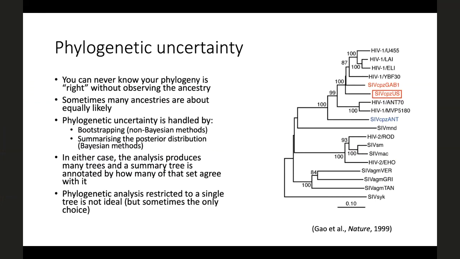And so in either case, you get many trees, and often papers will present a summary tree, like the one on the right, which is a tree of HIV and SIV sequences in a paper on the origins of HIV. You'll get one tree with numbers, which are bootstrap numbers here, of how many of the 100 bootstraps they did agree that clade existed. So the higher the number, the more confidence there is in the ancestry going down from that node. Phylogenetic analysis of a single tree, therefore, is not ideal, but sometimes it's the only choice. Sometimes there's no way you can accommodate uncertainty.